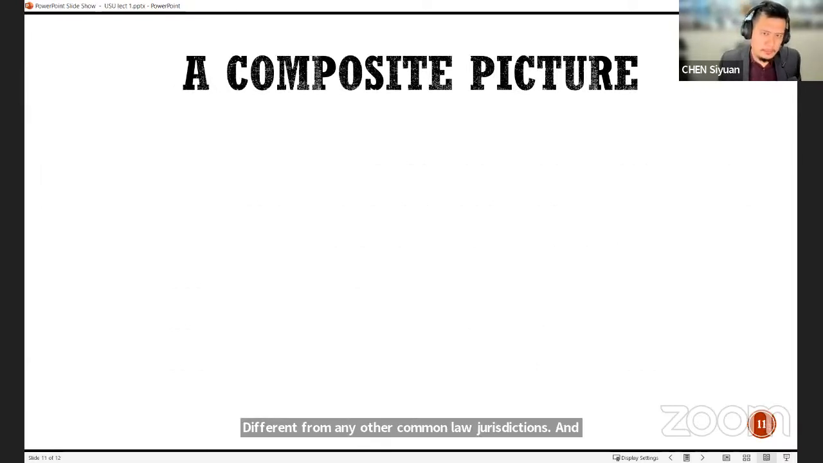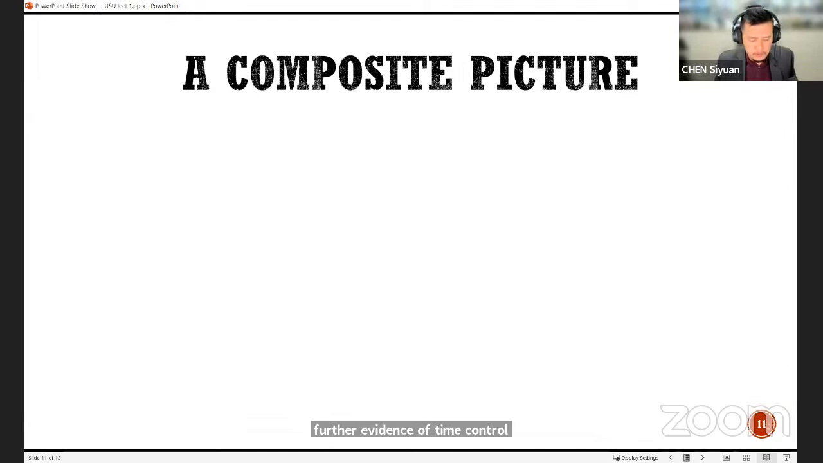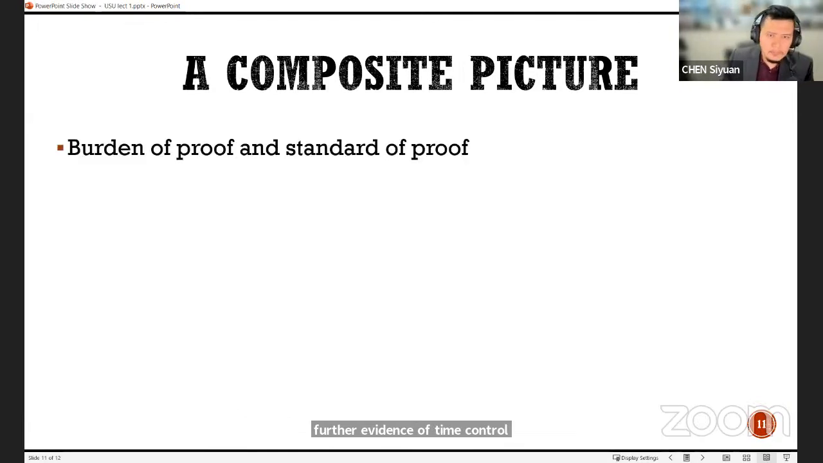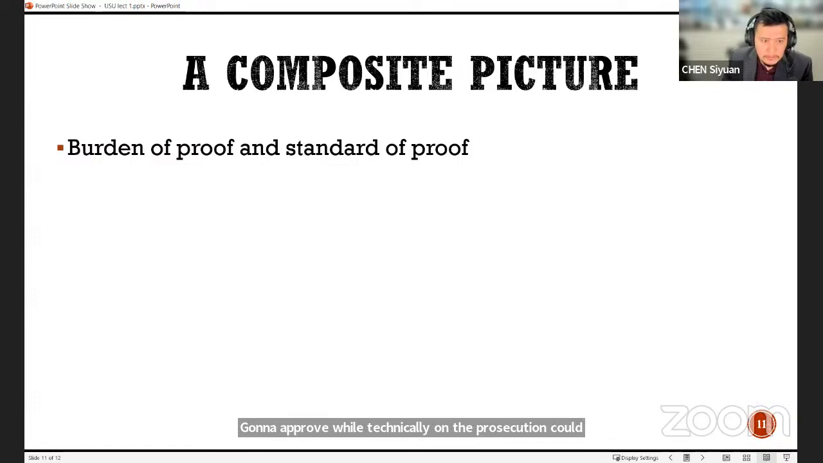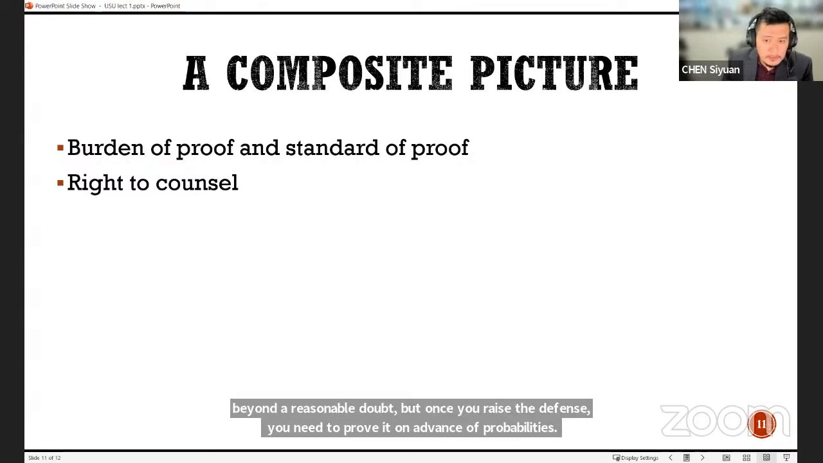Okay, so to round up everything, to give you the full picture and to recap, the burden of proof, while technically on the prosecution, could change because of presumptions, could change because of the defenses that are raised. And likewise for standard of proof. Technically, it's beyond a reasonable doubt, but once you raise a defense, you need to prove it on a balance of probabilities. Right to counsel, as mentioned, is not absolute in Singapore, not immediate.